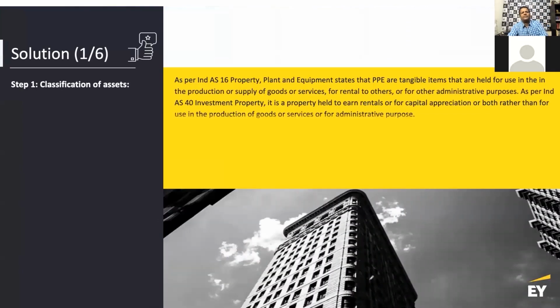The first step is the classification of the asset. Property, plant and equipment, PPE, are tangible items that are held for use in the production or supply of goods or services, for rental to others, or for administrative purposes. Investment property is property held to earn rental or for capital appreciation, rather than for use in production or for administrative purposes. So I'm going to look at both Ind AS 16 and Ind AS 40.